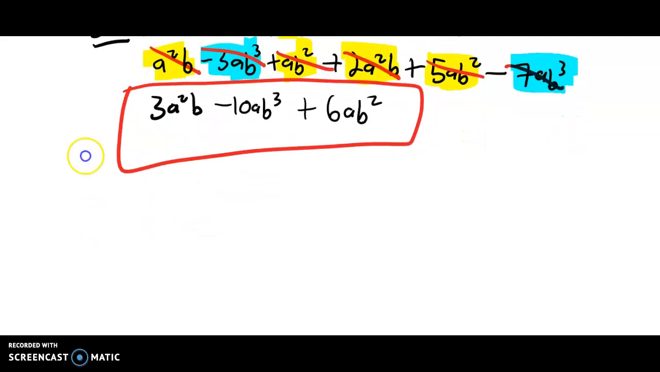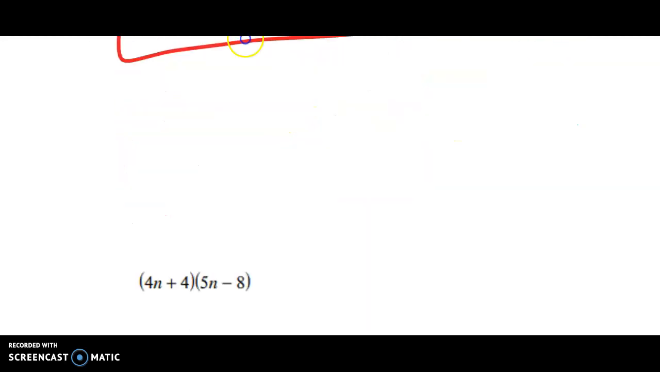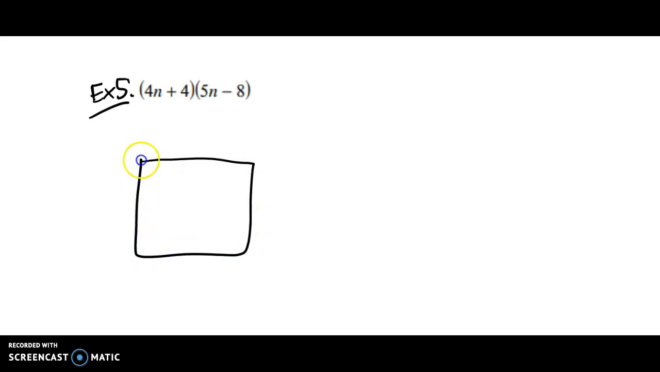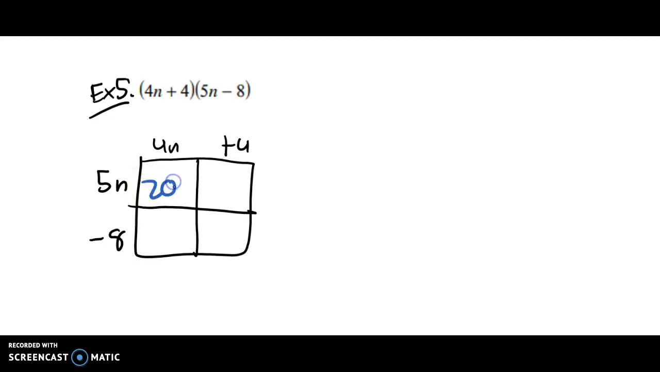Great. Now, let's look at what happens if we multiply two of these together. We're going to call this example 5. Since we're multiplying, I'm going to set these up like a box. It doesn't matter what, I can put 4n plus 4 here. I could have put it to the other side. That doesn't matter. Okay, so in my first box, I've got 5 times 4 is 20, n times n squared.